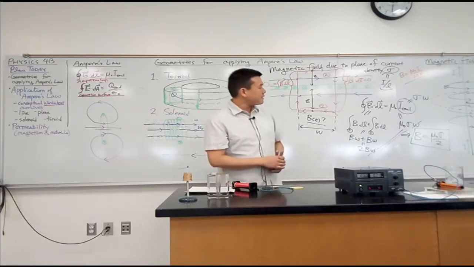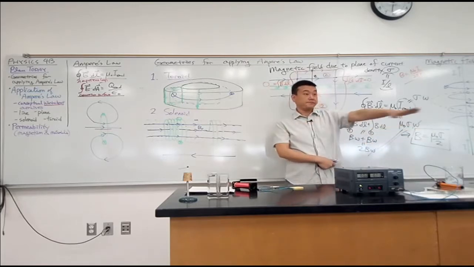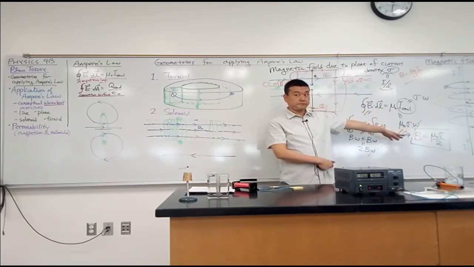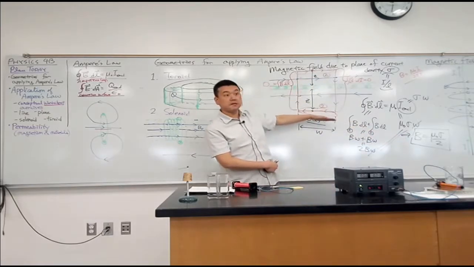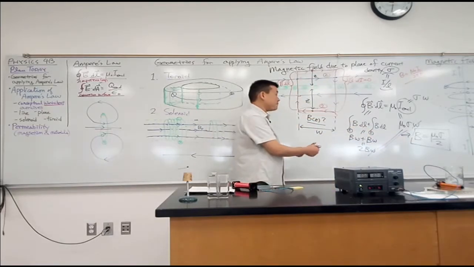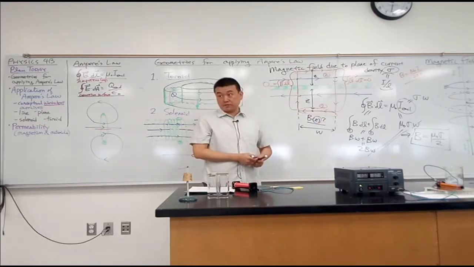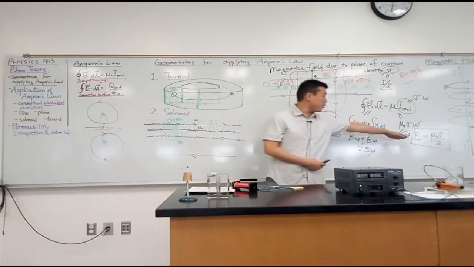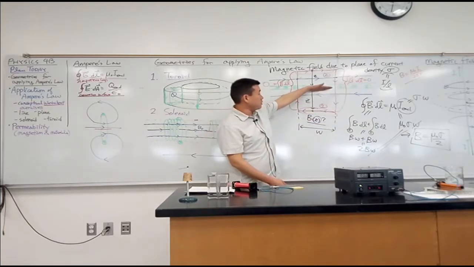So does any feature of this magnetic field look familiar to the feature you saw for electric field due to a plane of charge? Like, what feature do you see here? Yeah, it doesn't depend on distance. So I started by pretending that magnetic field could depend on distance. I didn't assume that magnetic field wouldn't depend on distance. But what this derivation is showing is that it doesn't depend on distance. So if I move this loop closer, then the line integral here wouldn't change.